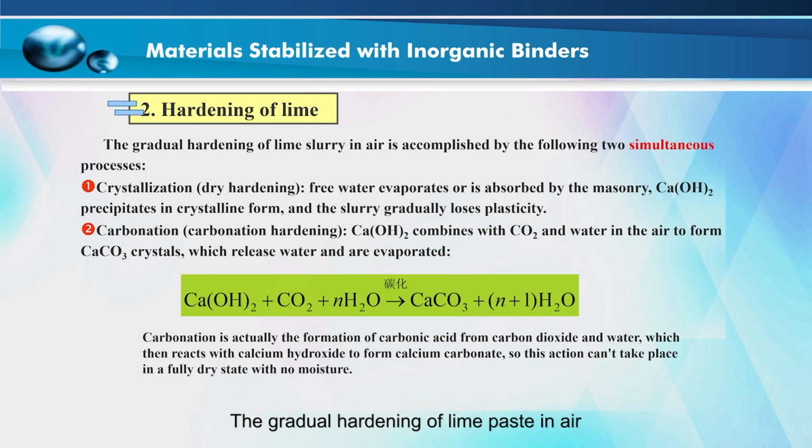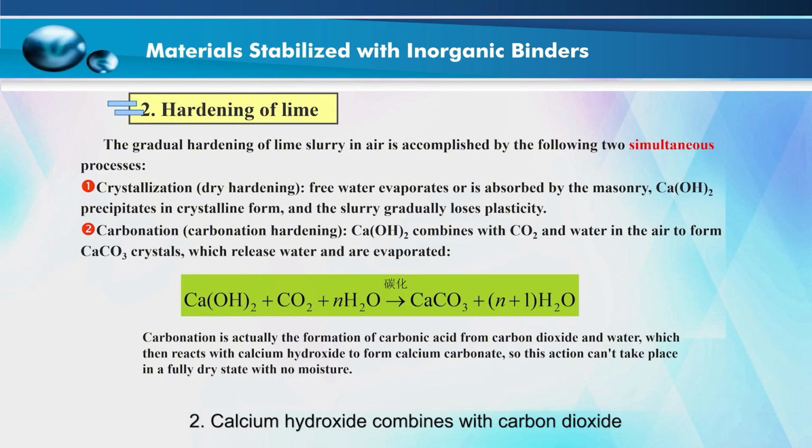The gradual hardening of lime paste in air is accomplished by two simultaneous processes. 1. Crystallization. During the drying process of lime slurry, the water evaporates or is absorbed by the surrounding gas, and a network pore structure is formed among the particles. Under the action of capillary pressure, the spacing between the particles gradually decreases, thus producing a certain strength. At the same time, calcium hydroxide gradually crystallizes from the saturated solution and forms a certain crystalline strength.